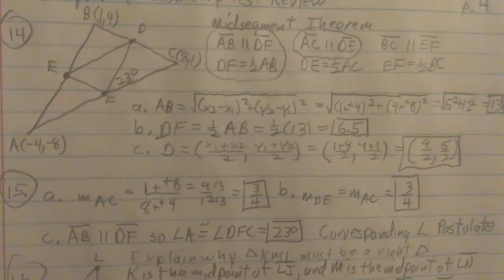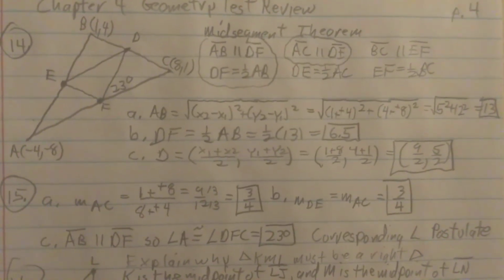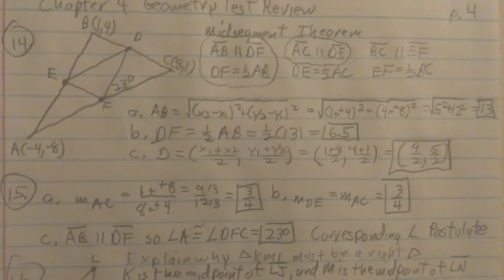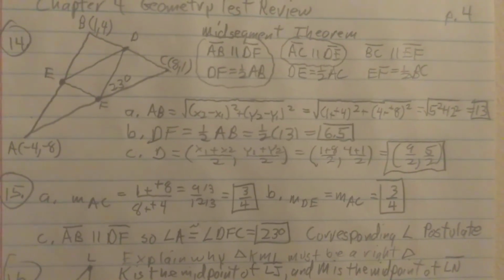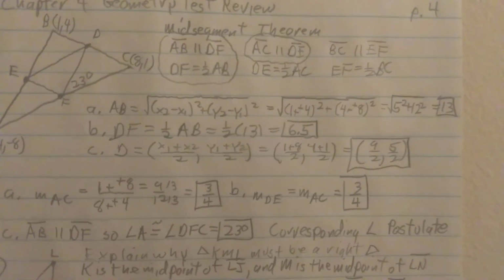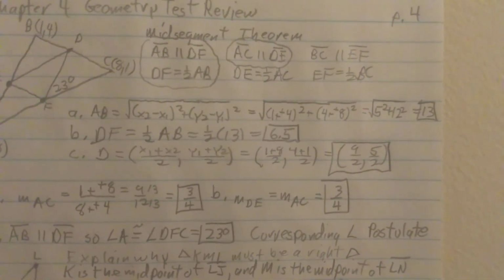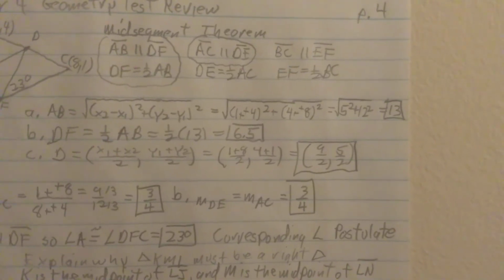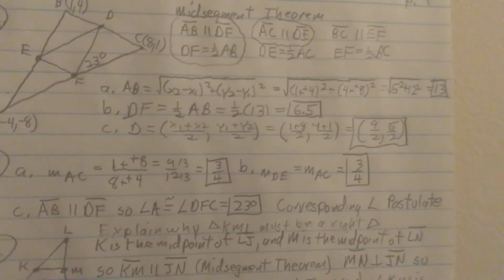Now D is the midpoint between B and C, and the midpoint formula, which we've done before, is x1 plus x2 over 2, y1 plus y2 over 2. So that's 1 plus 8 over 2 and 4 plus 1 over 2 are 9/2 and 5/2.